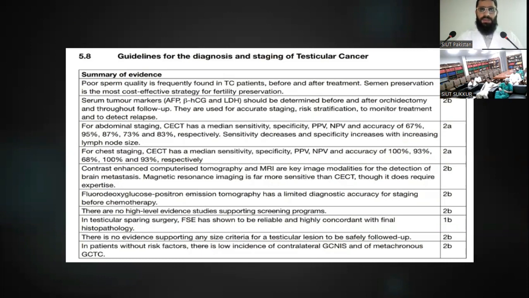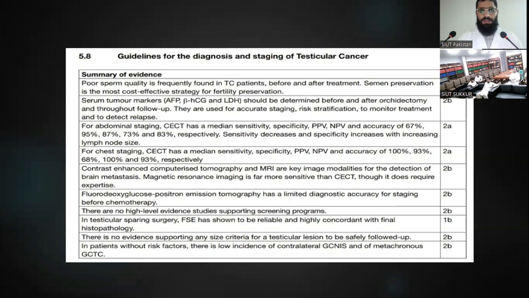Guidelines for diagnosis and staging of testicular cancers. Poor semen quality is frequently found in testicular cancer patients before and after treatment. Semen preservation is the most cost-effective strategy for fertility preservation. Serum tumor markers, including AFP, beta HCG, and LDH, should be determined before and after orchiectomy and throughout follow-up. They are used for accurate staging, risk stratification, to monitor treatment, and to detect relapse.